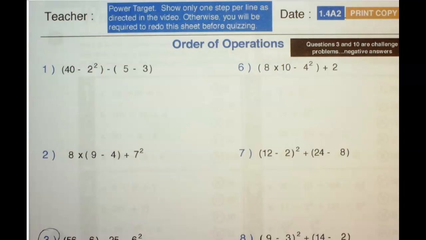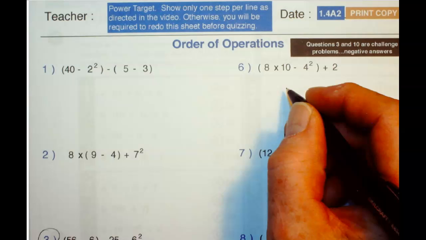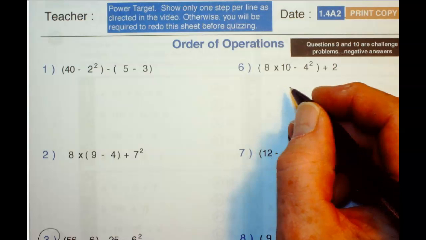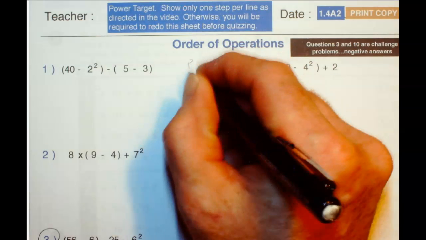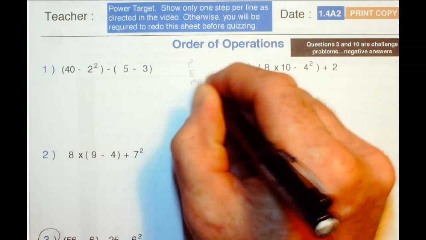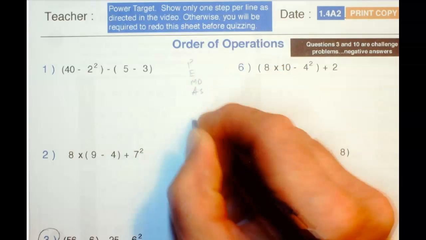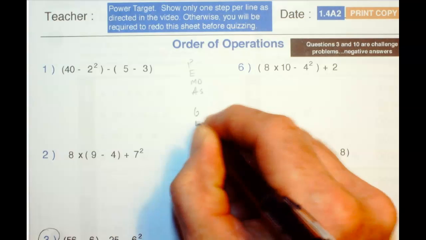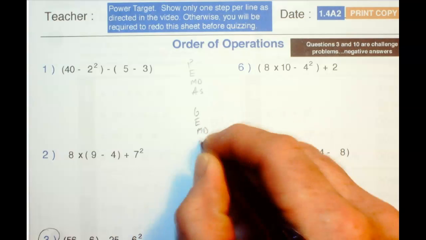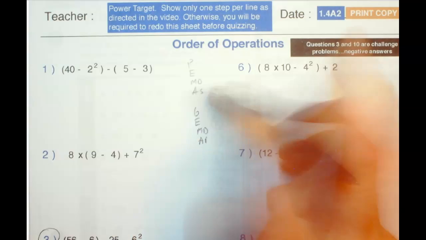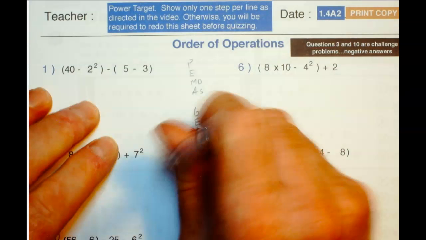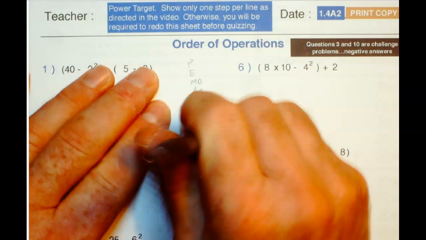All right, let's go ahead and ping pong down. I'll start with number 6 over here. All right, so order of operations, quick review. We've got PEMDAS or GEMDAS, whichever one you like. I'm okay with both. We'll just use this as our little reference tool as we go through it as to what we need to do first.